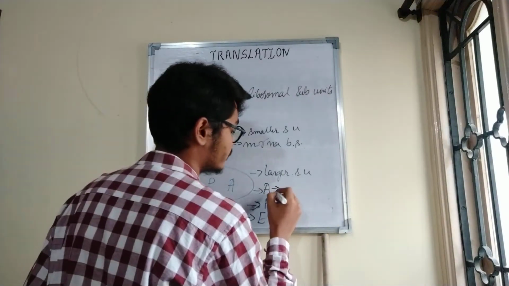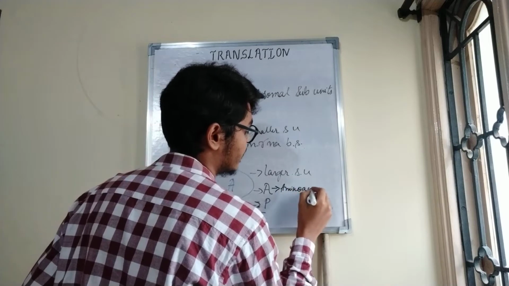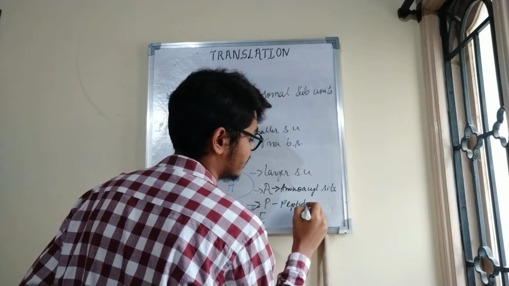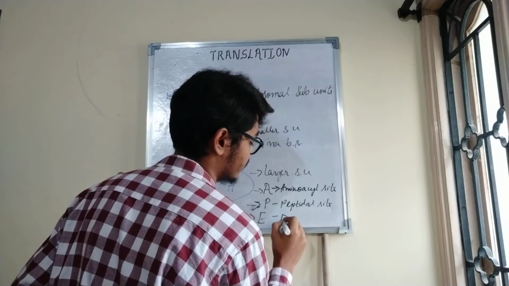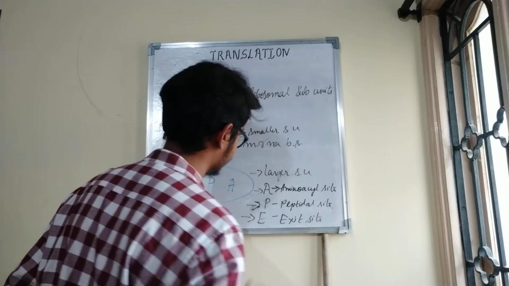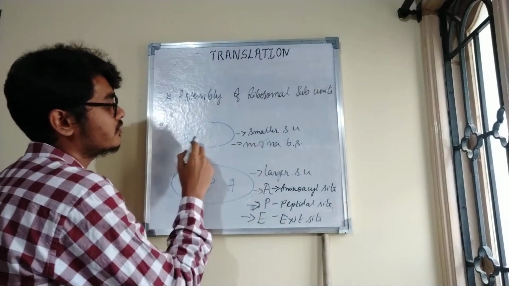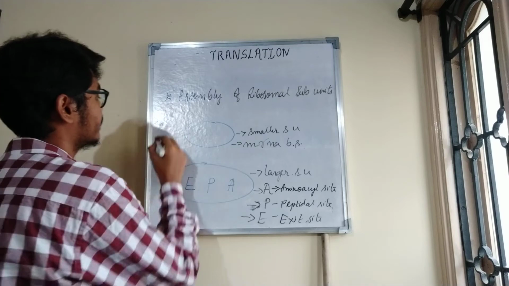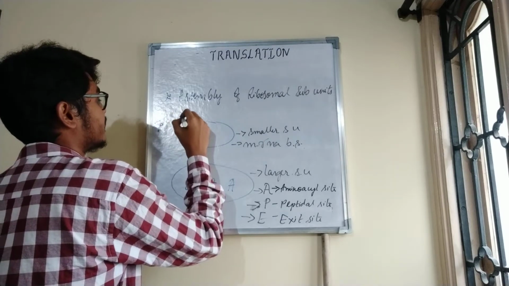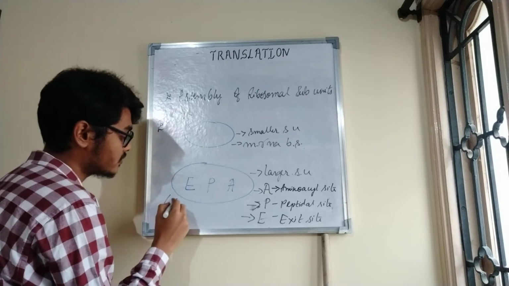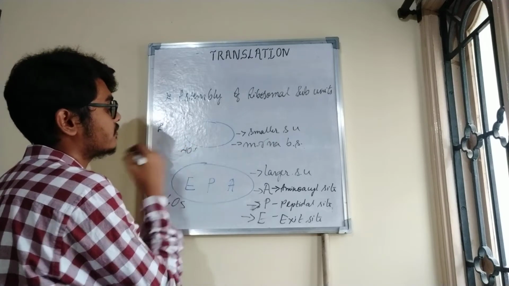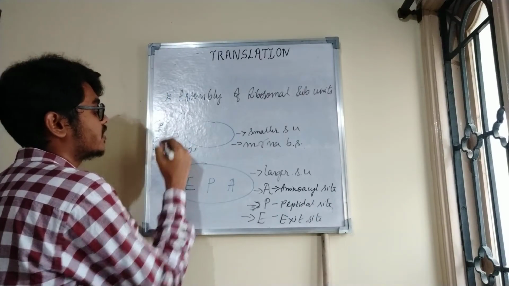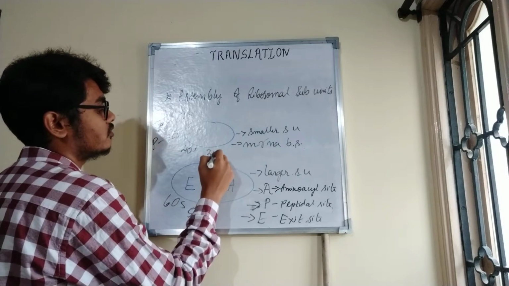So A stands for amino acid site, this is peptidal site, and this is exit site. So here mRNA is gonna come and it attaches here. So in the case of eukaryotes, the ribosome is of 80S type, the larger unit will be of 60S type, and the smaller one will be of 40S type. In the case of prokaryotes, it is of 70S type, the bigger one will be of 50S type, and the smaller one will be of 30S type.